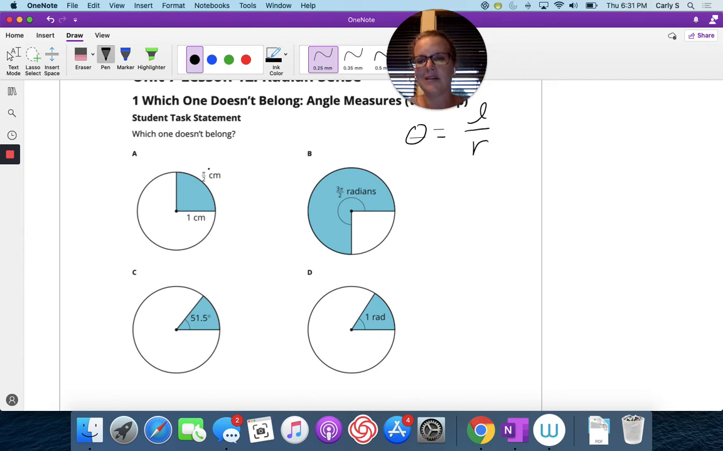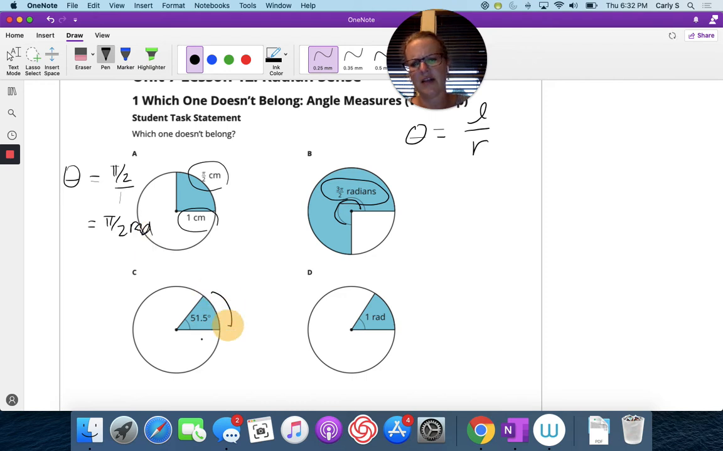Here is a central angle measured in radians. Here you've got the arc length over the radius, which if we did the central angle, would be pi over 2 over 1, which is just pi over 2 radians. So I think that one could belong because it's in radians. This one's in degrees. You're not given the arc length or the radius, so I think this one doesn't belong.